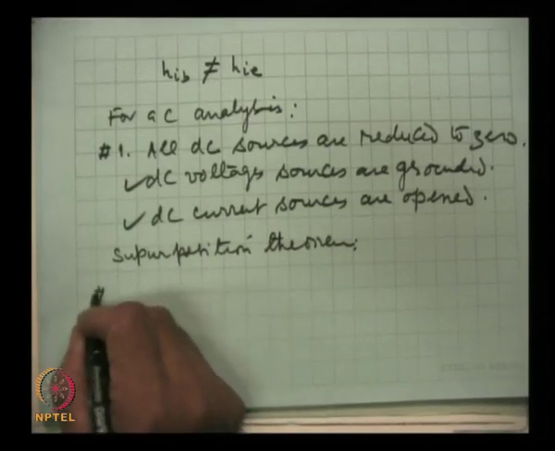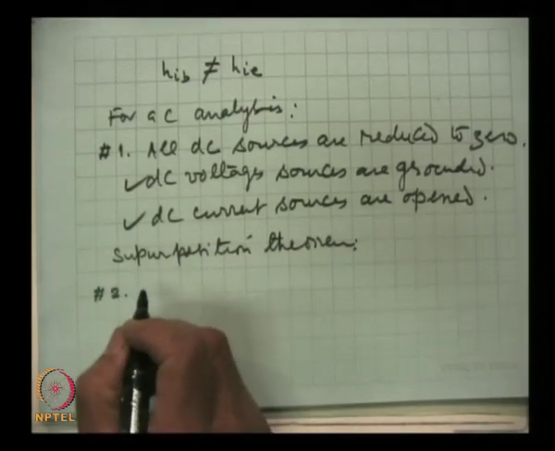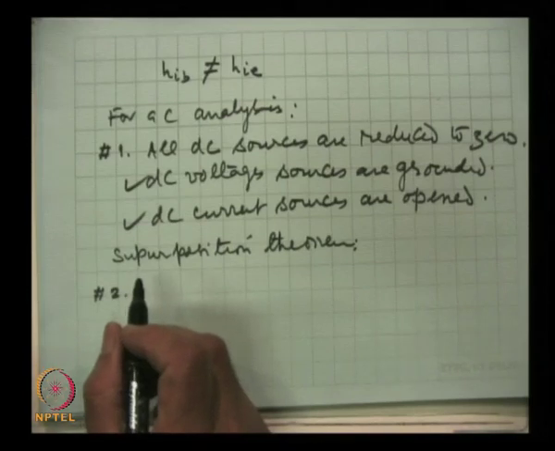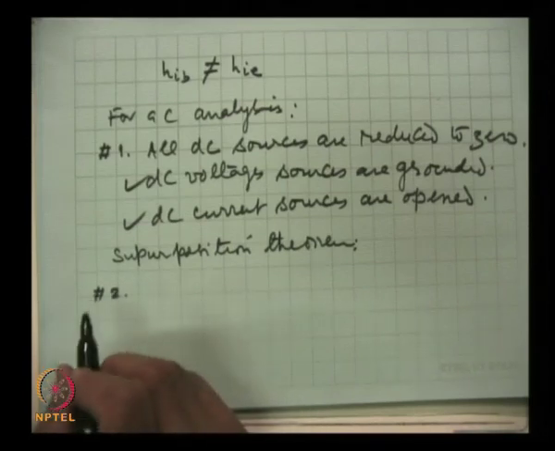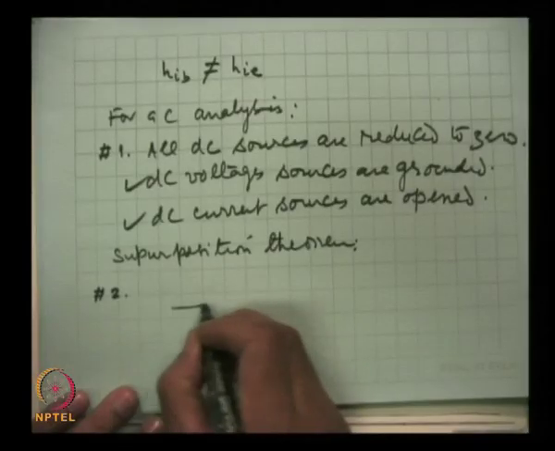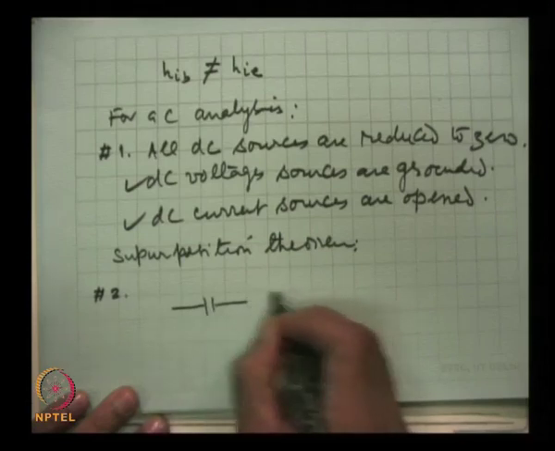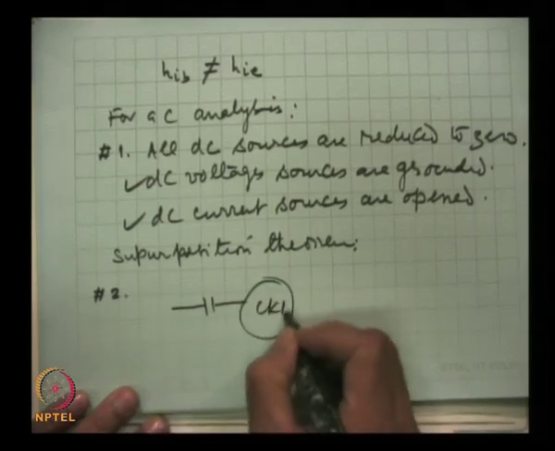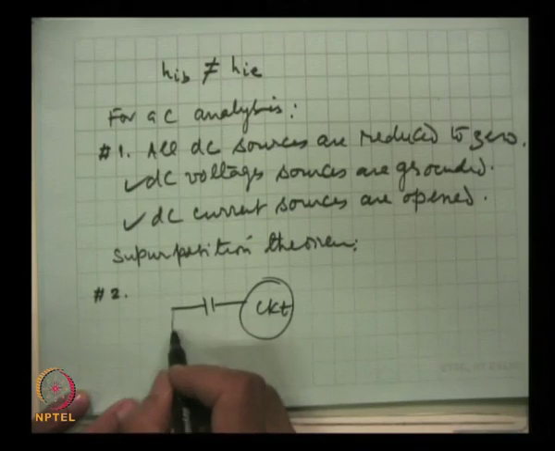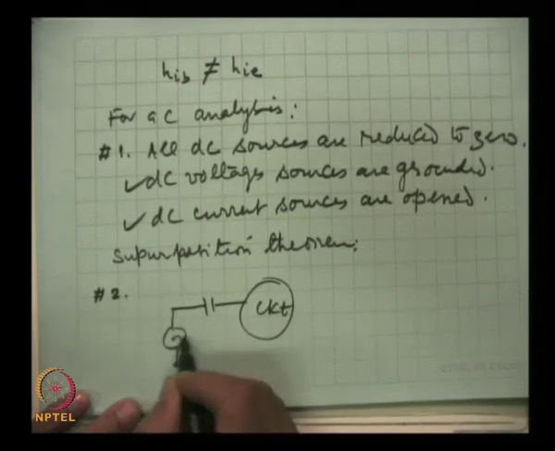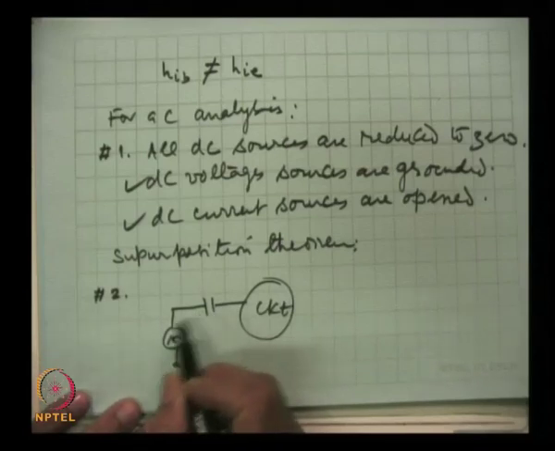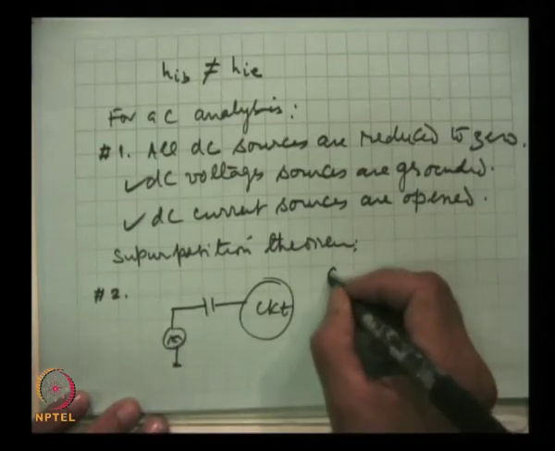Another important point for AC analysis is capacitors. You know that in electronic circuits capacitors are used in 2 ways. One is as a coupling capacitor. This is the circuit and the signal is applied, this is the AC signal, through a capacitor. So, this is known as a coupling capacitor.